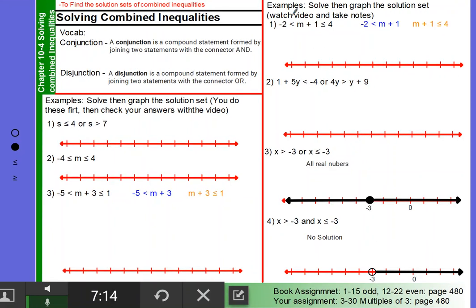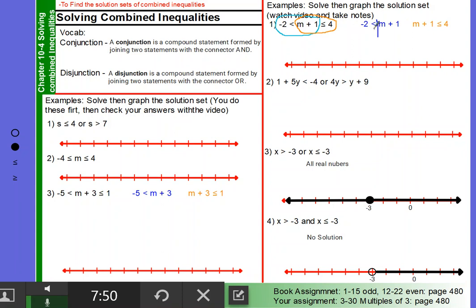For number 1, we have -2 is less than m plus 1, which is less than or equal to 4. So notice how we have two separate statements. First, we have the statement -2 is less than m plus 1. And then we have the second statement, which is saying that m plus 1 is less than or equal to 4. And we're going to treat these two statements differently. We're going to split them apart. And you'll see right here we've done just that. So let's go ahead and solve this.